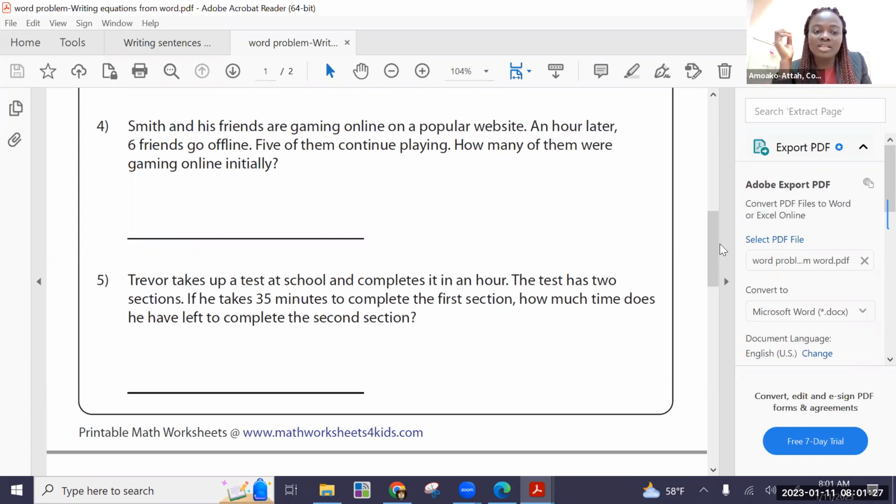Then Trevor takes a test at school and completes it in an hour. The test has 2 sections. If he takes 35 minutes to complete the first section, how much time does he have left to complete the second section? Always, if you don't know the initial or if you don't know something, represent it, and that becomes your variable for you to now work out to get the value of that variable.